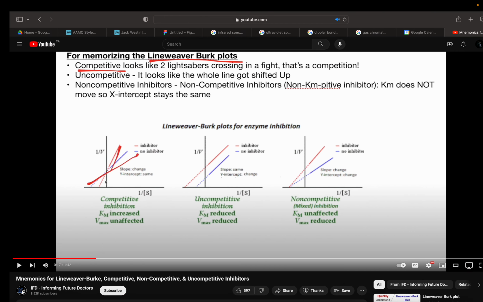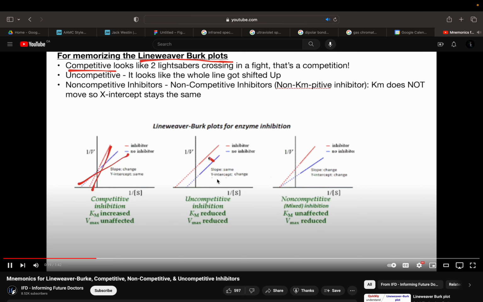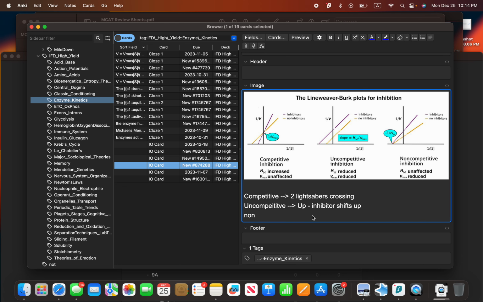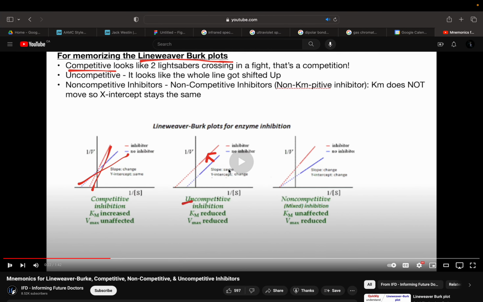Non. For uncompetitive, the line shifts up. And so I remember uncompetitive. Non KM competitive for last one, which is KM not changed. So the same at 0, 1 over substrate. Up for move, so my x-intercept stays the same.